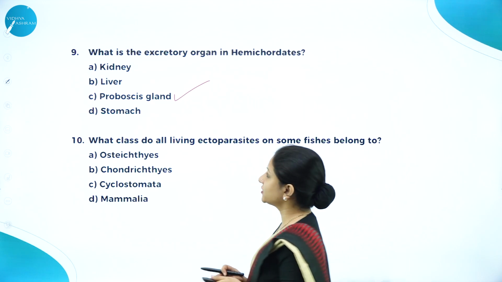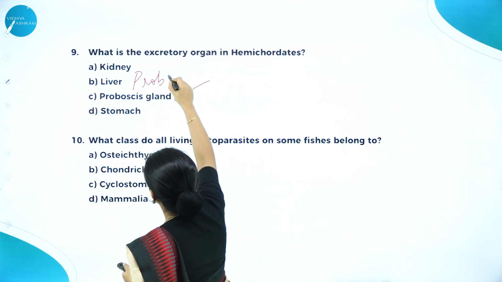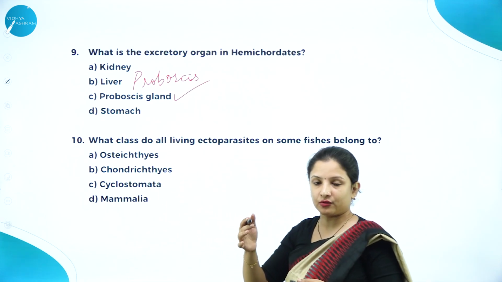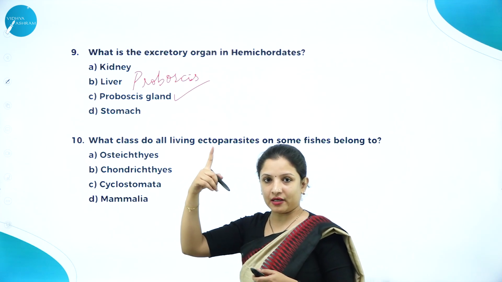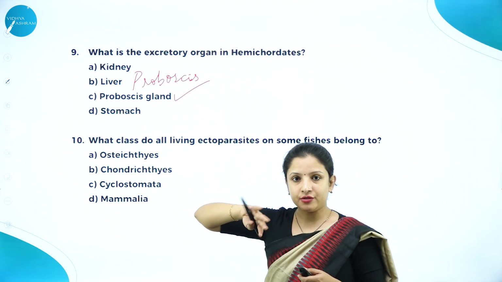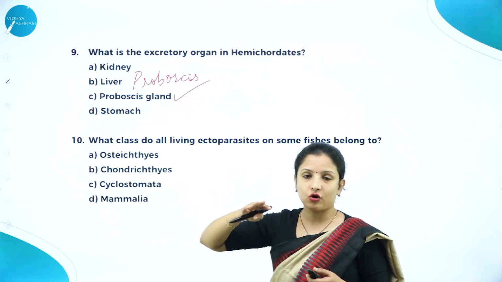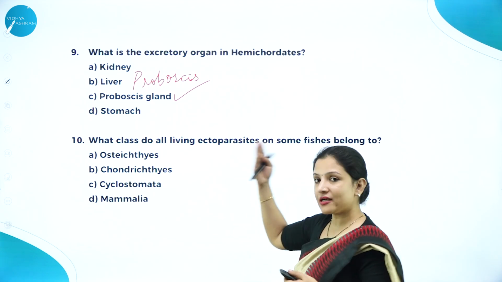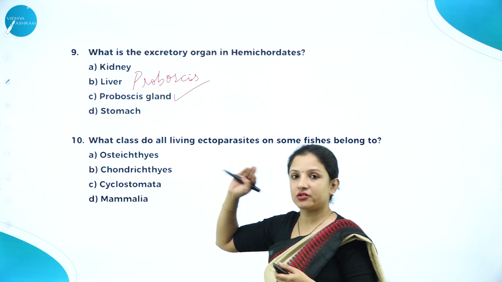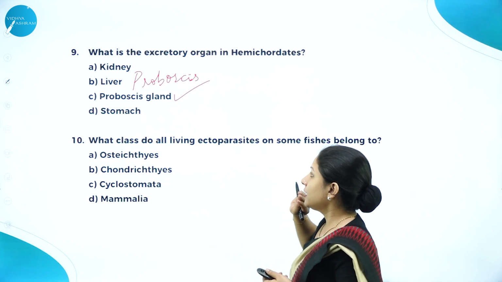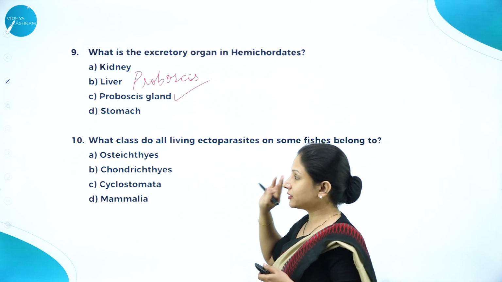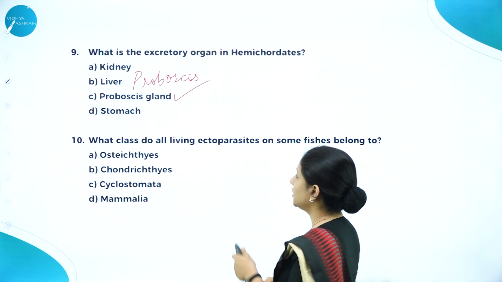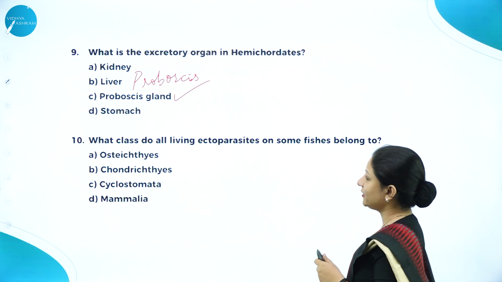Now don't get confused, as they can give an option as proboscis. Proboscis is different and proboscis gland is different. The proboscis is present at the head part and helps the hemichordate, for example Balanoglossus, to bury deep in the sand. The proboscis gland is present in the trunk region, which helps in the elimination of waste products. So there is a difference between proboscis and proboscis gland in hemichordata. For this question, proboscis gland is the right answer.